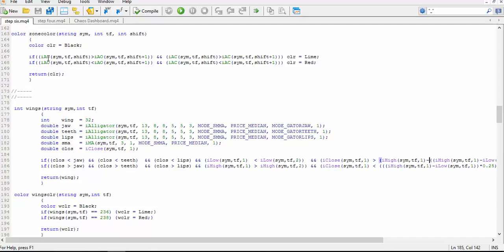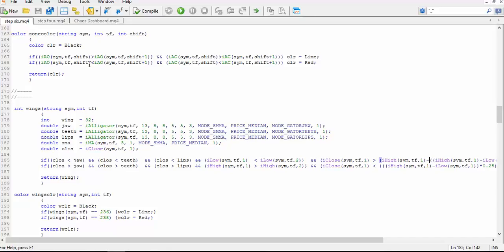If the awesome oscillator for bar 1 is greater than the oscillator for bar 1 plus 1, which would be 2, in this case you know it would be going up. If it's greater than, it's going up. And the accelerator for bar 1 is greater than the accelerator for bar 2, 1 plus 1, it's going up. If both of those conditions are true, the color is lime. That's what we just looked at.